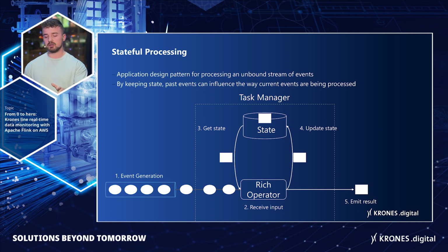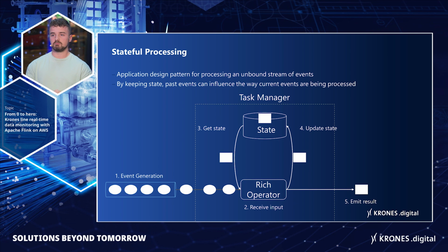So let's see here on the image that we see, we have event generation. This basically is some event we receive from machines or containers, metrics, whatever. And we send it to our Flink job. We only see here our task manager, but this task manager is running our rich operator. So rich operator basically means that it has access to state. So it's possible to store something. This can be a single value, an array, a hash map, whatever you define.